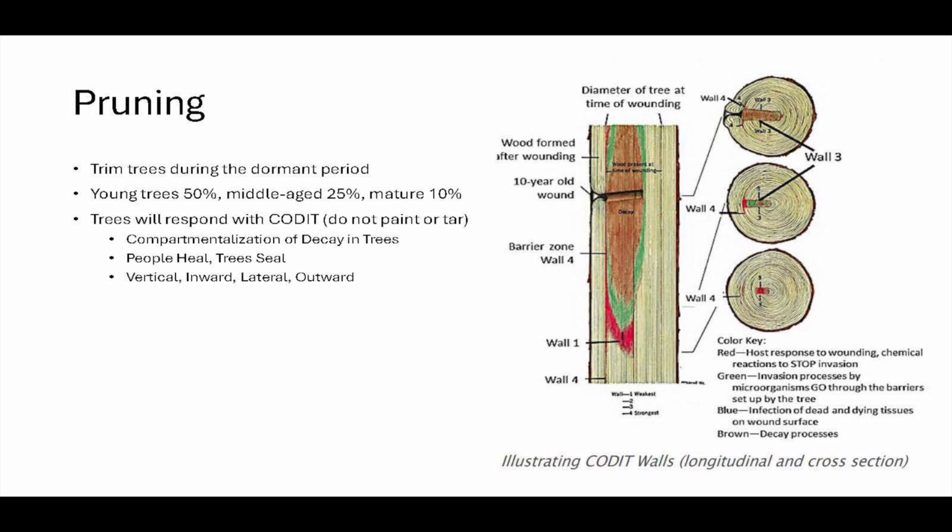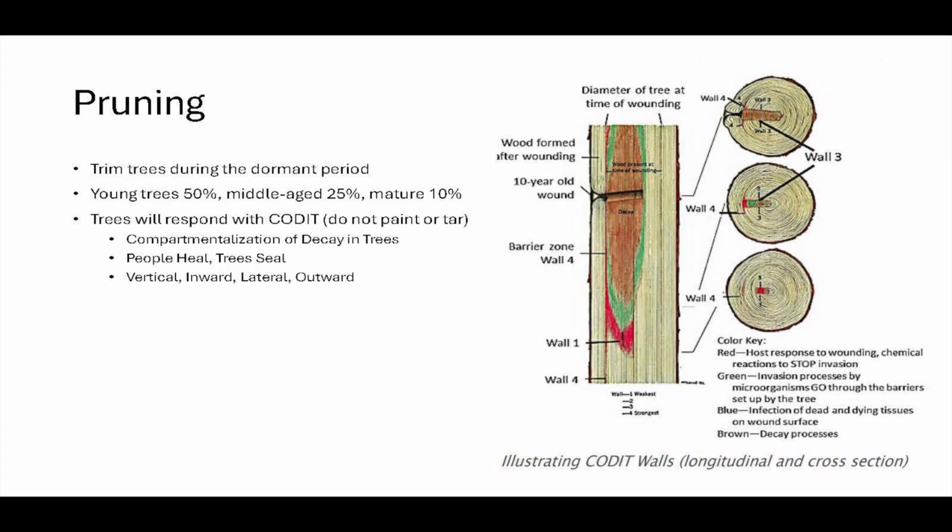So a little bit of facts about how the trees respond. They utilize a process called CODIT, which is compartmentalization of decay in trees. You can see why it's a shortened acronym. But basically, what happens is the tree forms different walls where it creates a barrier from the wound and the rot that's occurring after damage from spreading towards the rest of the tree. So the first wall is the vertical. It prevents the wound from going up and down the bole. The second would be the inward growth. Then we work on the lateral, and then lastly it creates some healing wood around the exterior of the tree.